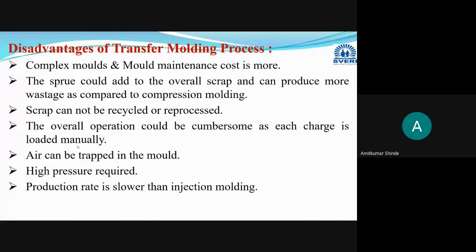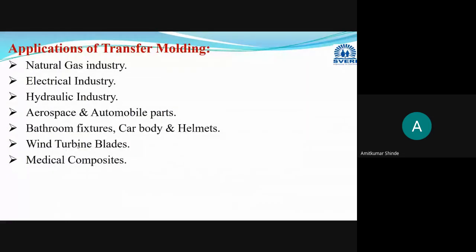Okay, in this way, these advantages and disadvantages we have learned. And after this, these are the applications. Okay, this transfer molding process can be used in the natural gas industry, electrical industry, hydraulic industry. Then some aerospace and automobile parts can be manufactured with the help of this transfer molding. Then some medical composites, wind turbine blades, bathroom fixtures, car bodies, different helmets can be manufactured.